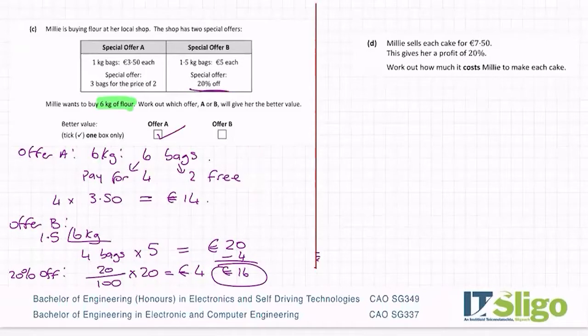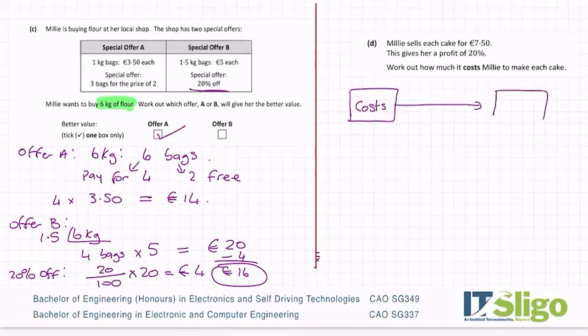Right, Millie sells each cake for $7.50. This gives her a profit of 20%. Work out how much it costs Millie to make each cake. So this particular question is where in the past, when I've been doing grinds, a lot of people make some mistakes. Okay, so she sells the cake for $7.50. Okay, so this is how much it costs her to make it. Okay, and then she sells it. And the difference, of course, is the profit that she keeps.